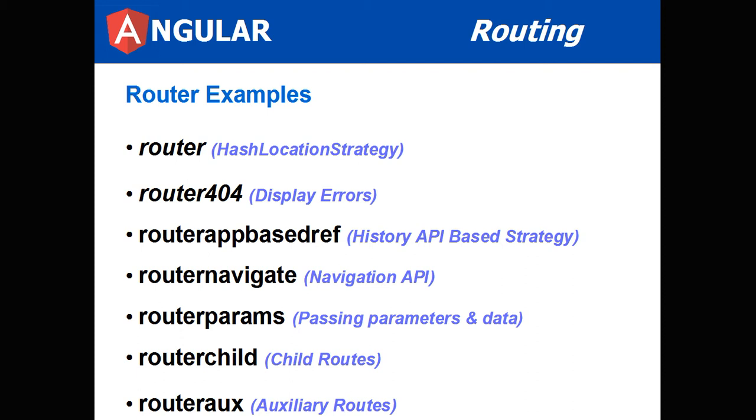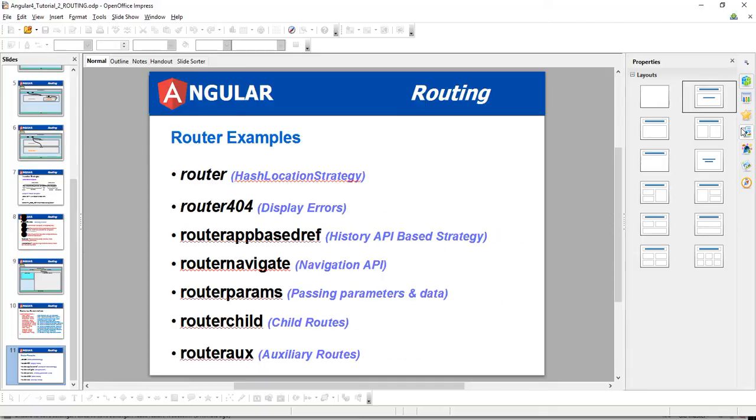We'll talk about an example which uses the history API-based strategy, and we'll go through a navigation example, a parameters example, and a router child example, and we'll go through an example which shows auxiliary routes. So let's get rolling here with the development.